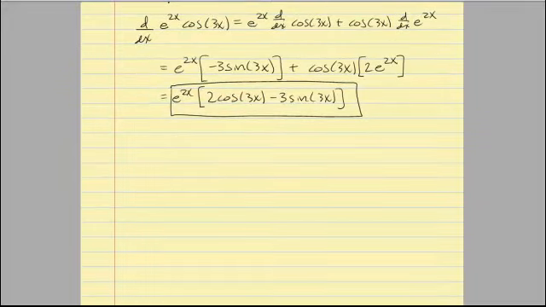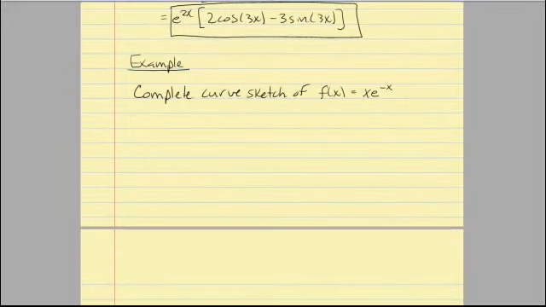Okay, let's go ahead and look at another example as well. This is kind of going to be a long one. So let's look at the example where we do the complete curve sketch. First, second derivatives, find critical numbers, possible points of inflection, the whole deal. Domain, range, intercepts, everything. Another way to think of this function is x over e to the x.